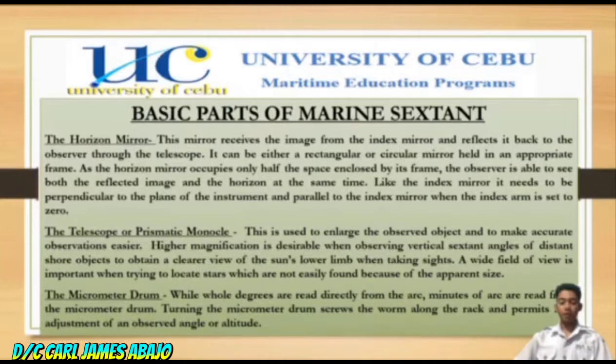Next is the telescope or prismatic monocular. This is used to enlarge the observed object and to make accurate observations easier. Higher magnification is desirable in observing vertical sextant angles of distant shore objects, to obtain a clearer view of the sun's lower limb when taking sights. A wide field of view is important in trying to locate stars, which are not easily found because of their apparent size. And lastly is the micrometer drum. While whole degrees are read directly from the arc, minutes of arc are read from the micrometer drum. Turning the micrometer drum screws the worm along the rack and permits fine adjustment of an observed angle or altitude.